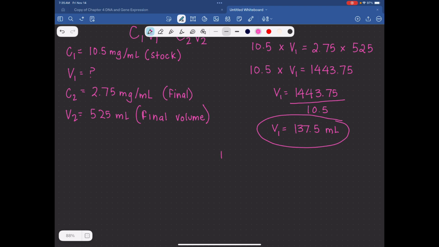So you need 137.5 milliliters of your 10.5 milligrams per milliliter tetracycline stock.